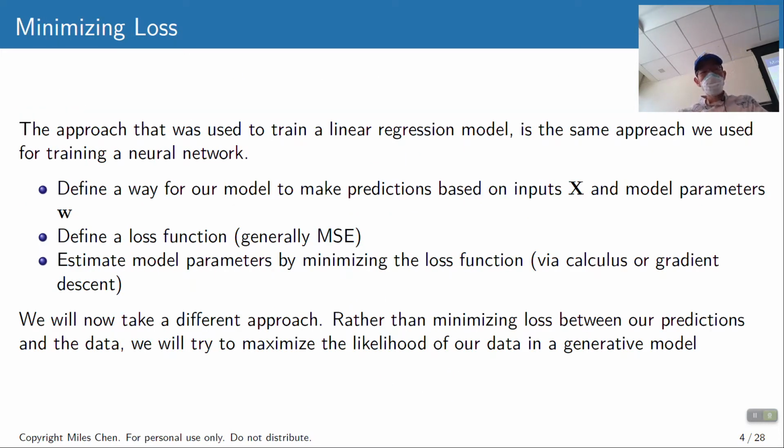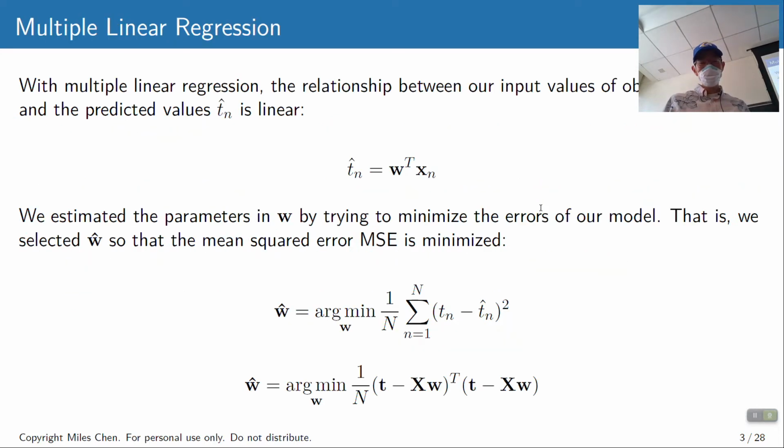When we train the linear regression model, looking for those values W, it's basically the same approach that we use for training a neural network or anything else. We define a way for a model to make predictions based on the inputs X and model parameters W. In this case, it's very simple. We just do X times W. That's how we get our predictions.